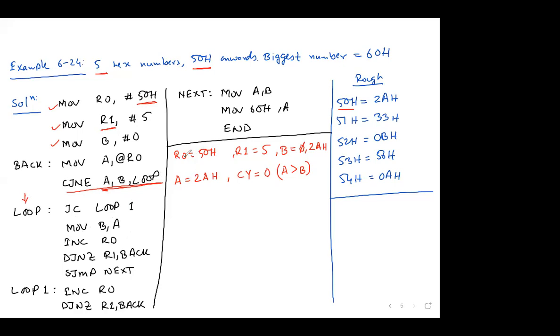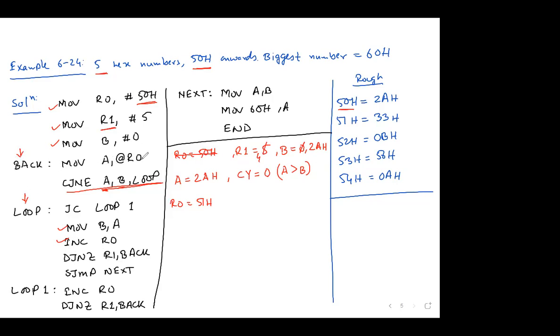Increment R0. So R0 becomes 51H. So this one is done. Decrement R1 and jump if not 0. R1 was 5. Now let us make it 4. It is not yet 0, so we'll jump back. That means we'll come over here.